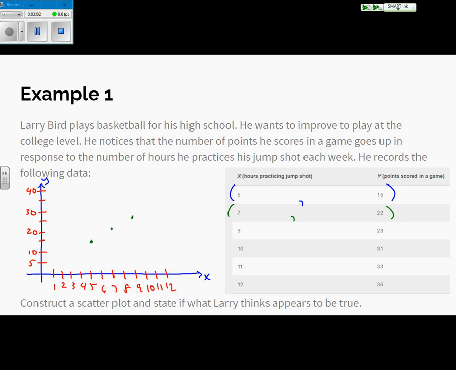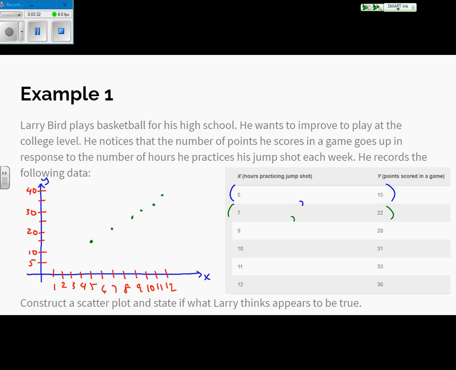10, 31. 10, just a little bit above 31. And 11, 33. 11, up 33. And 12, 36. So right 12, I'm going to go up 36. So not just a perfect straight line, okay? We're not going to connect the dots yet.